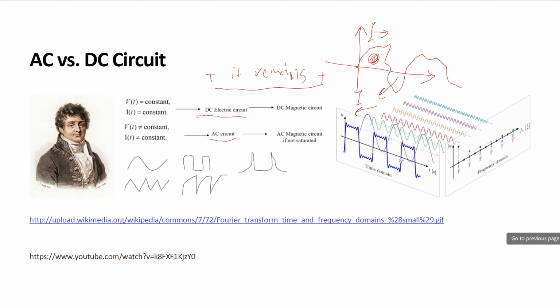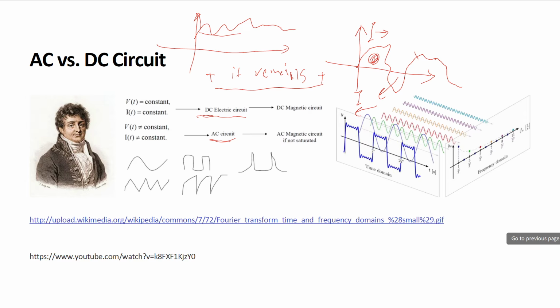Now I want you to pay attention to the fact that simply a variation in a signal doesn't mean that we have an AC circuit. We can have a variation of the signal, but if it doesn't cross the zero line, the current would not change direction. So we have a DC with some variation. We normally call this variation ripples.